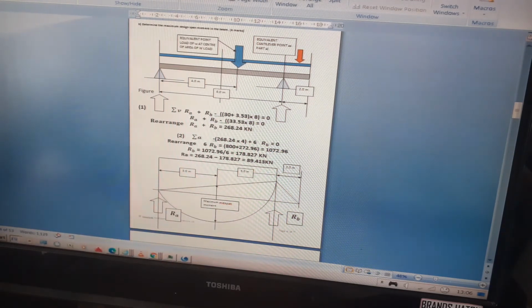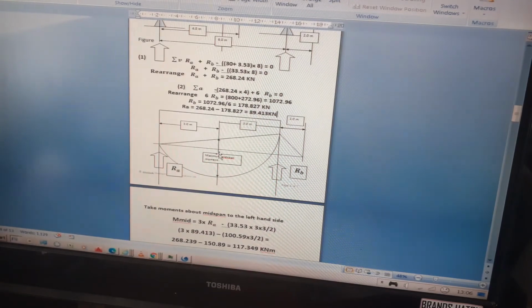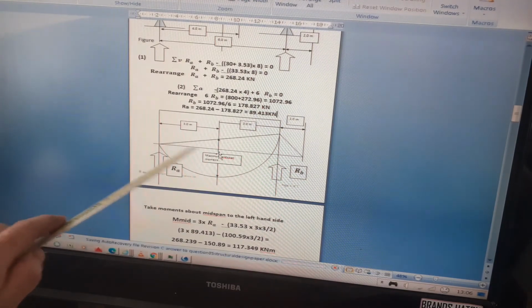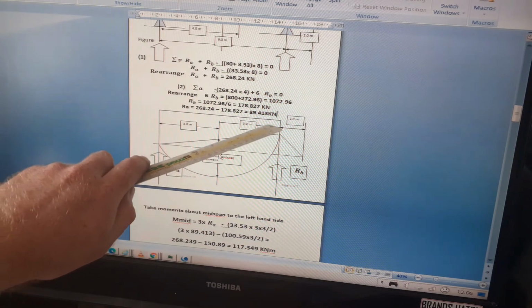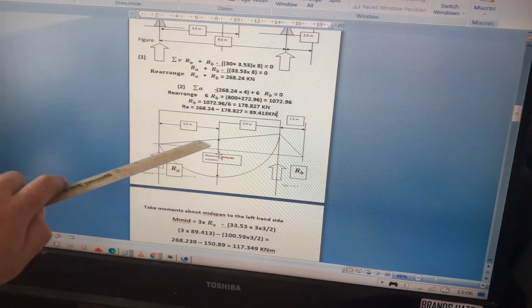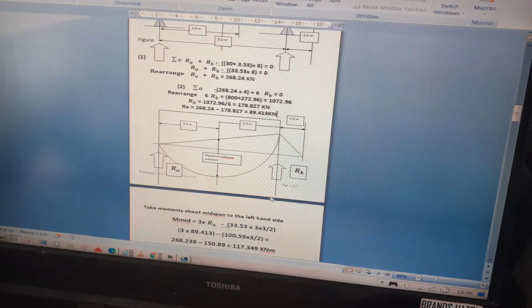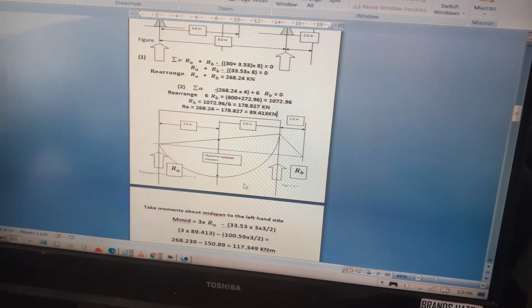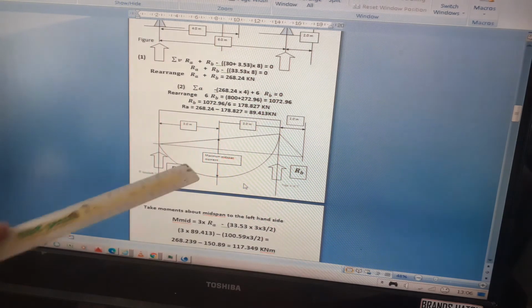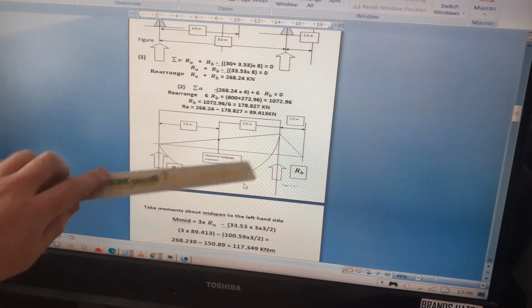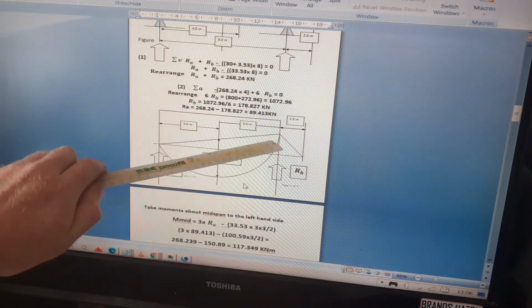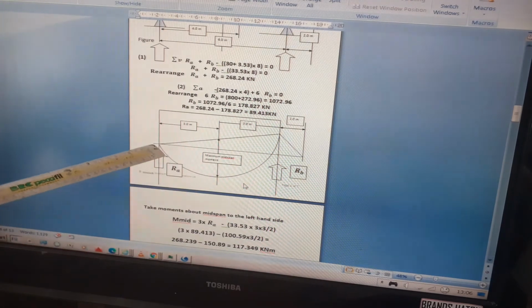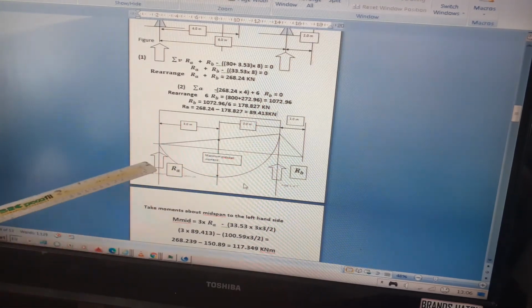So basically now we know, looking at our diagram, our moment diagram, I can draw a quick moment diagram now. We know that RA is equal to 89.413 kilonewtons and RB equals 178.827 kilonewtons. By experience, it's likely we've got a span here of 6 meters.